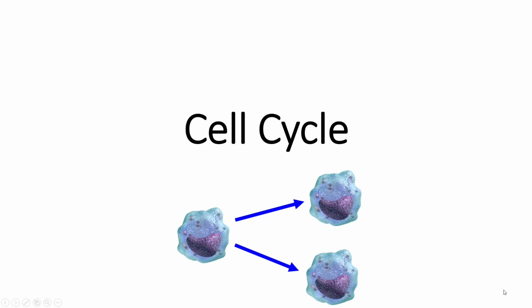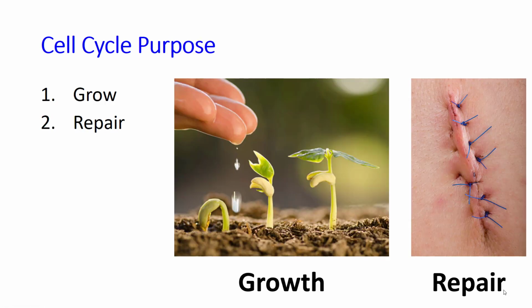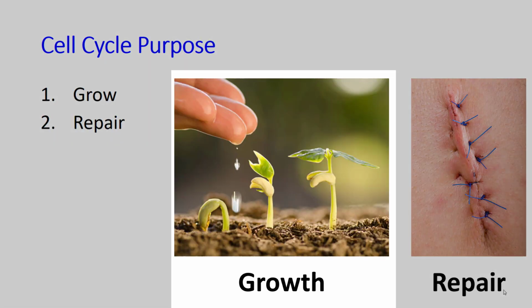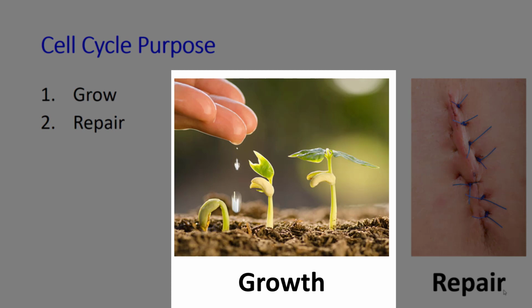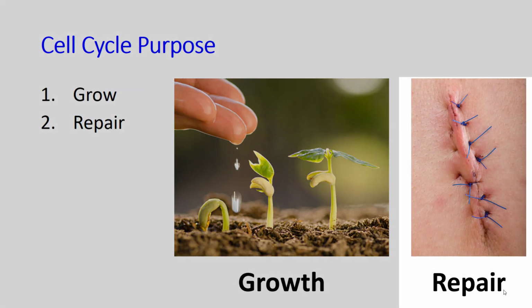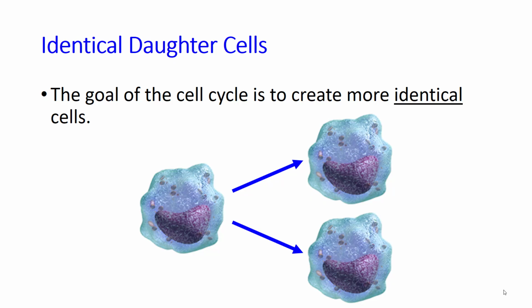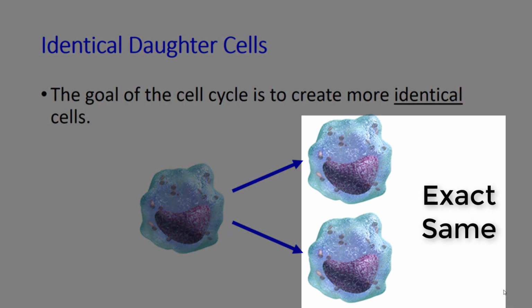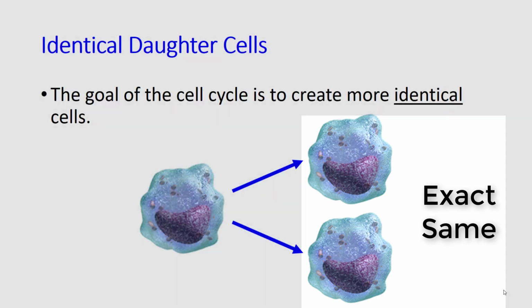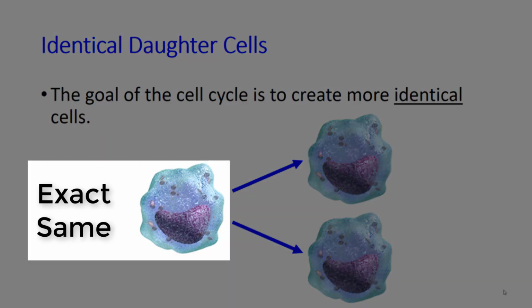Hi, let's discuss the cell cycle. There are two main purposes to the cell cycle. Organisms grow bigger by adding more cells, and if cells die off or get damaged, we could use the cell cycle to grow new cells. The cell cycle creates identical daughter cells, meaning they're the exact same as what the parent cell was.